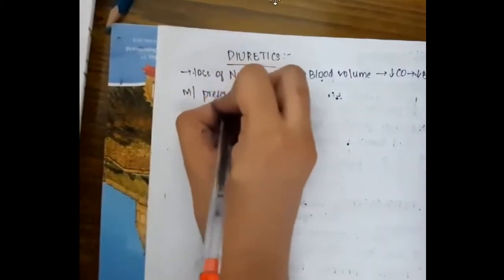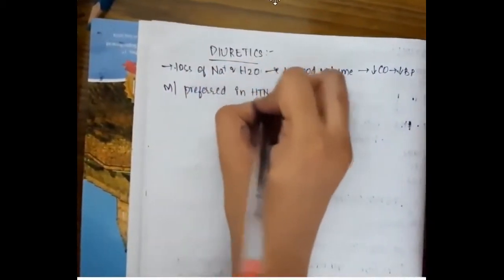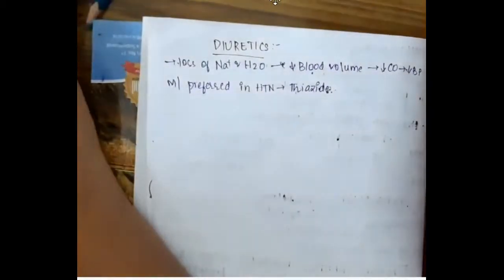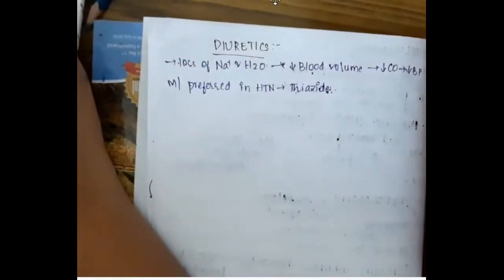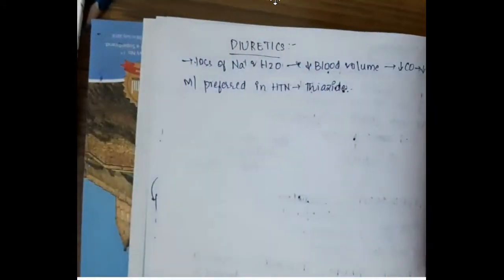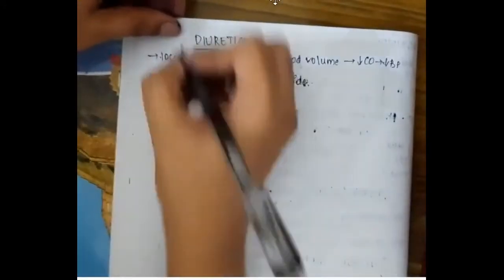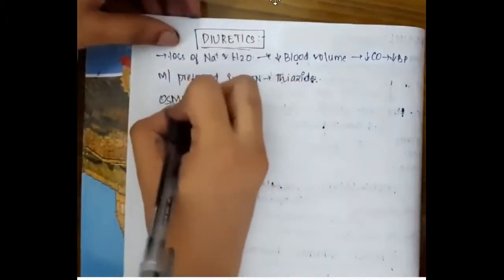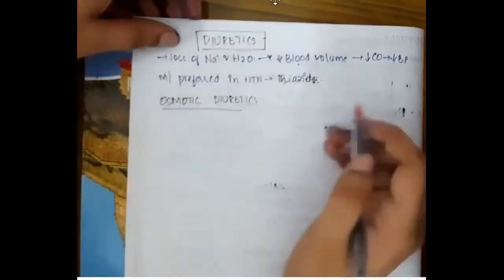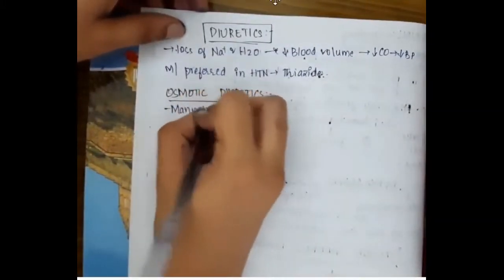If you see, these diuretics are most commonly preferred in hypertension, and the most commonly preferred diuretics in hypertension are thiazide diuretics. The first important diuretics are osmotic diuretics. So in the diuretics, first we have osmotic diuretics. The first osmotic diuretic is mannitol.